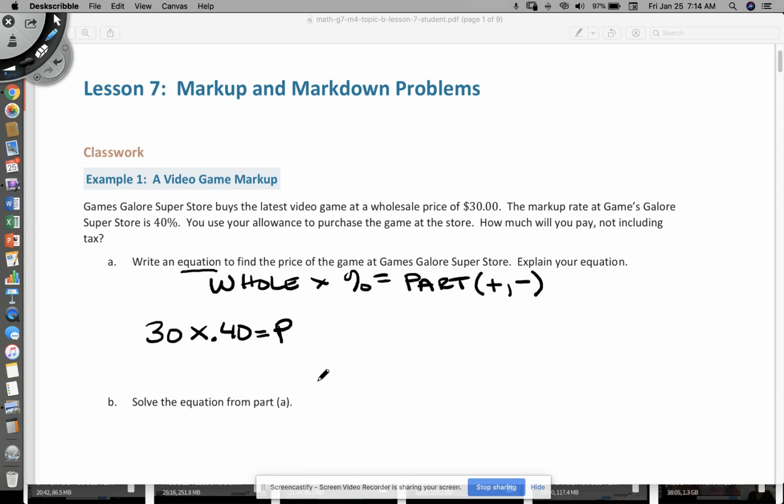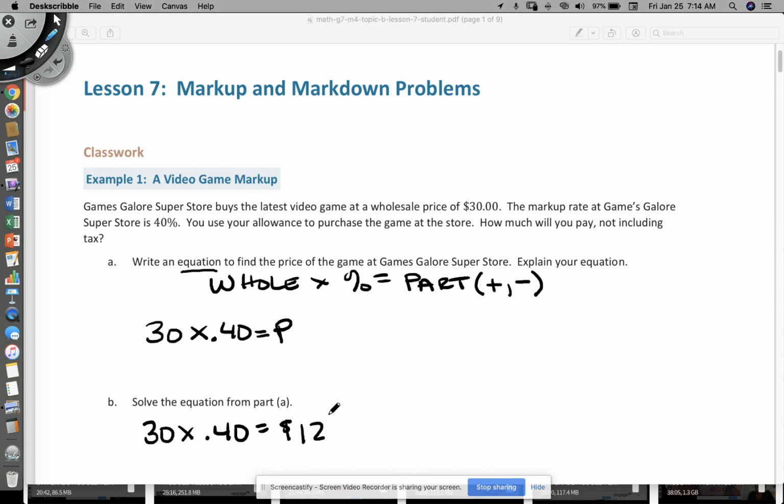Now down here, they want you to actually solve. So we're going to do $30 times 0.40. And if you do that on your calculator, you get 12. So $12. Now, you're not paying $12 for that video game. You kind of have to think ahead. Wow, they bought it for 30 and they're selling it for 12. That company is going to go out of business.